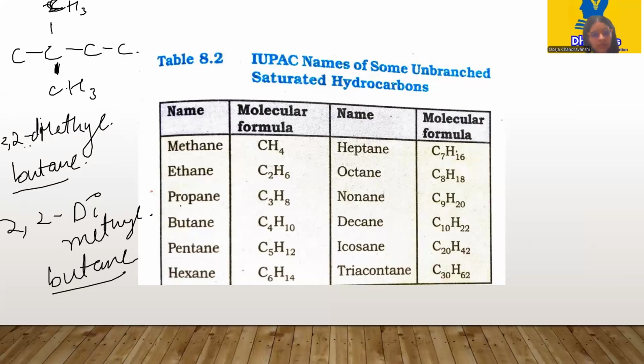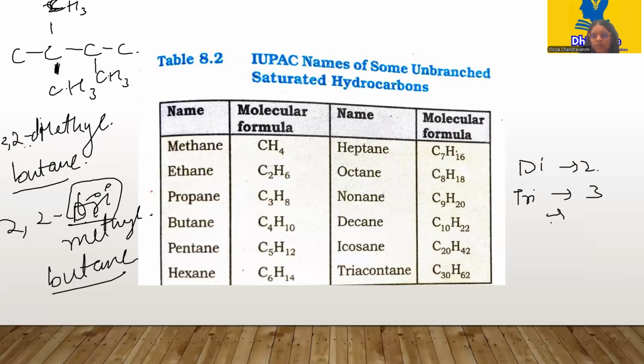Moving on to the next one. Why am I using the word di? Di is used because there are 2 methyl groups. If I had one more CH3 here, this would have become trimethyl. So for 2, we use di. For 3, we use tri. For 4, we use tetra. And so on.